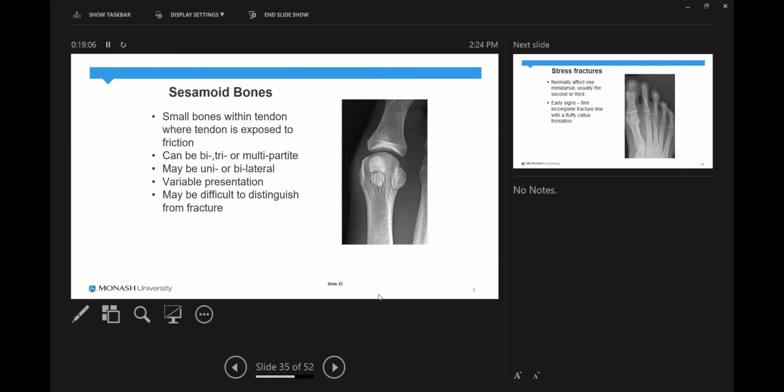Now, sesamoid bones are quite common, and especially around the big toe. However, these bones can cause confusion because they can be bipartite, tripartite, or multipartite. They can also be unilateral or bilateral. So there is a variation in presentation, and it sometimes can be quite difficult to distinguish whether you are looking at a fracture or whether you're looking at a sesamoid bone. So one of the key things, when we look at this image here, we can see once again well corticated margins.